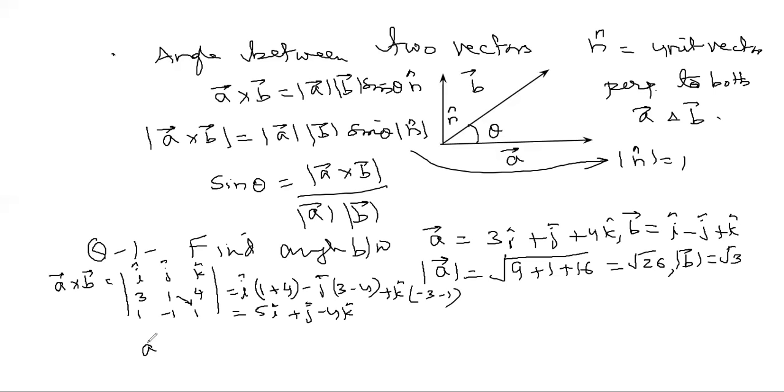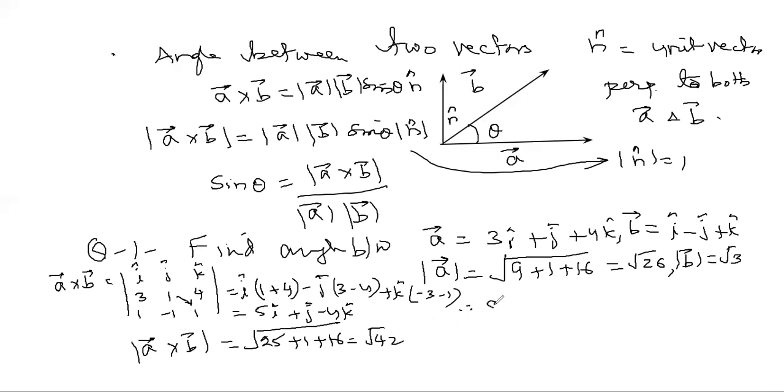Now we have to find its magnitude. Magnitude of A cross B will be equal to under the root 5 square, that is 25, plus 1 square 1, 4 square 16. So 25, 26, 42, under root 42.